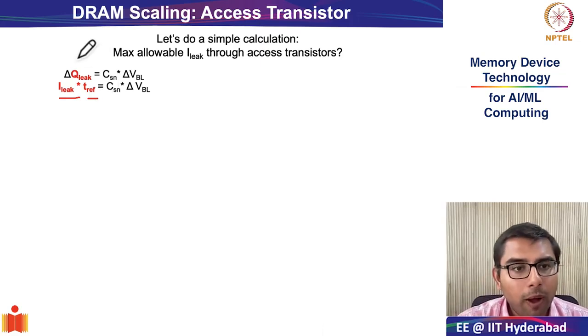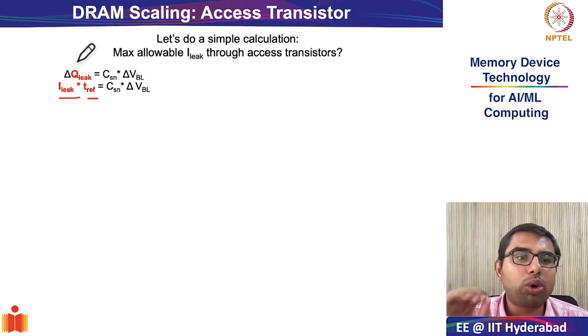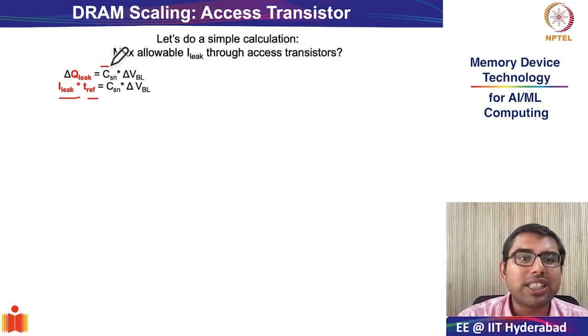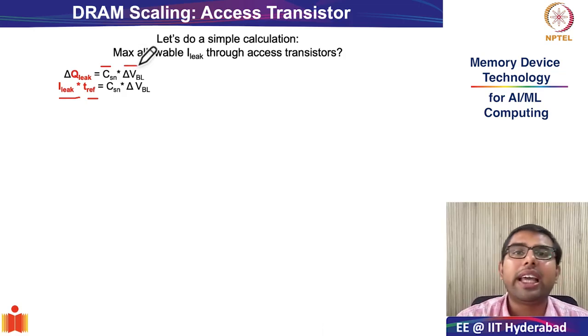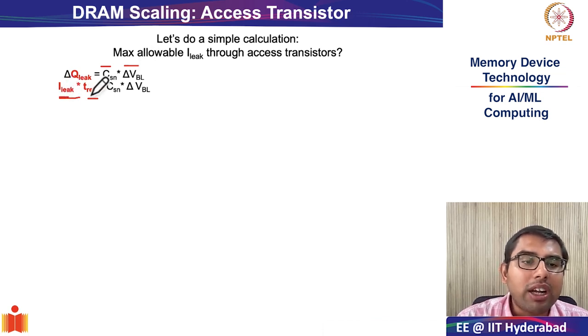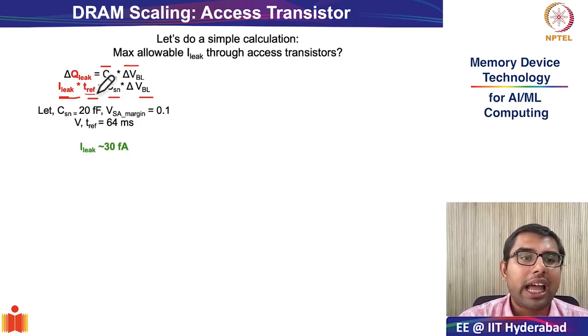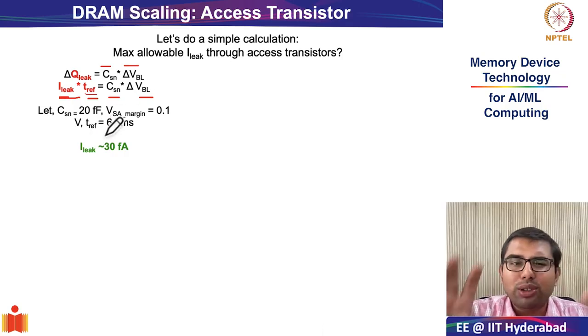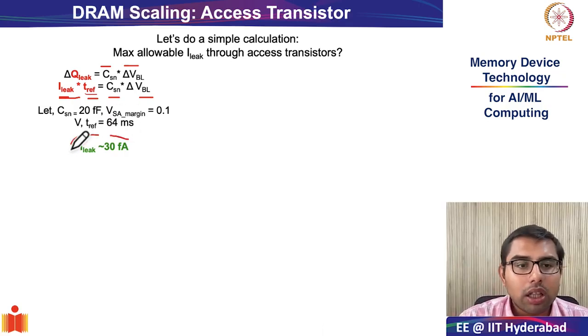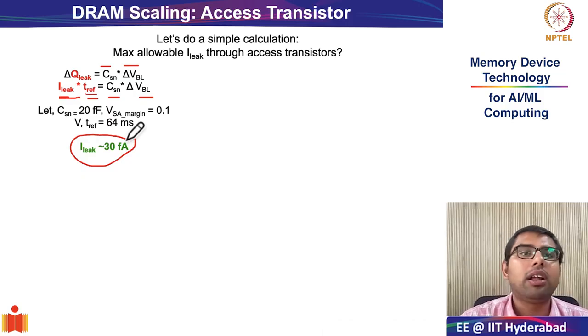The logic is very simple: there is some charge that is leaking out of the storage node. That will be equal to CSN times delta VBL, as we have seen in the shared capacitor model. What should be the value of I leak for typical values of CSN, delta VBL and T reference of 64 milliseconds? The number that we come up with, I have put in some values, the values are not that important, is that the typical off current or leakage current of your access transistor should be on the order of 30 femtoamps. Now 30 femtoamps is a very, very tiny amount of current.